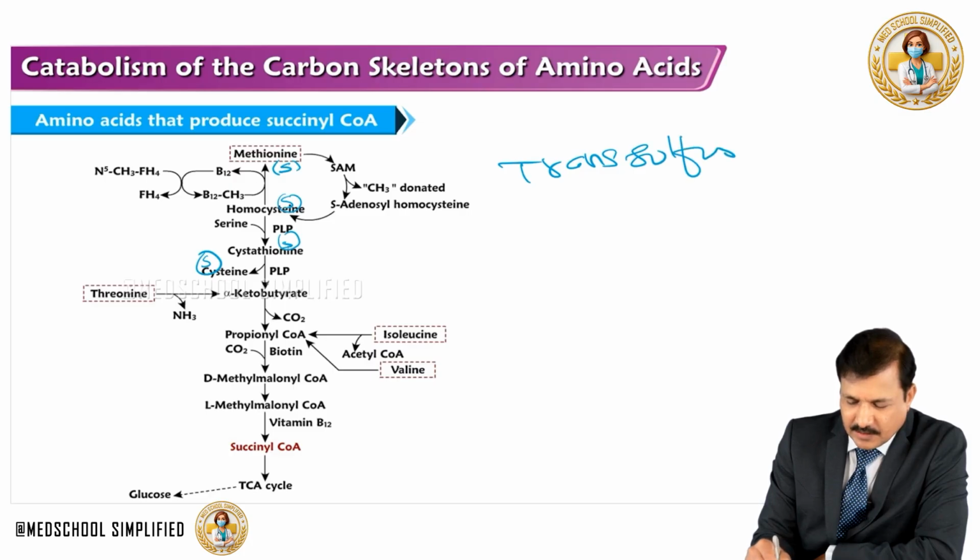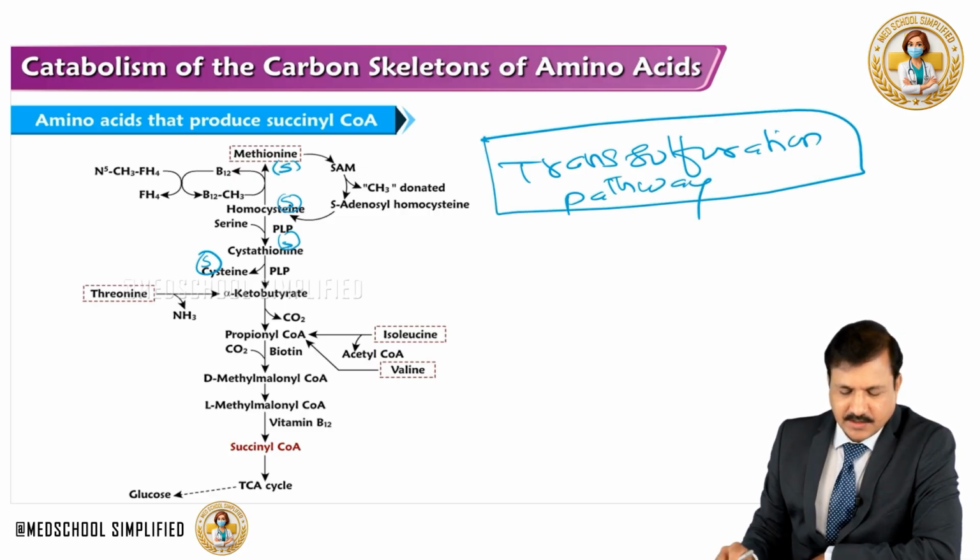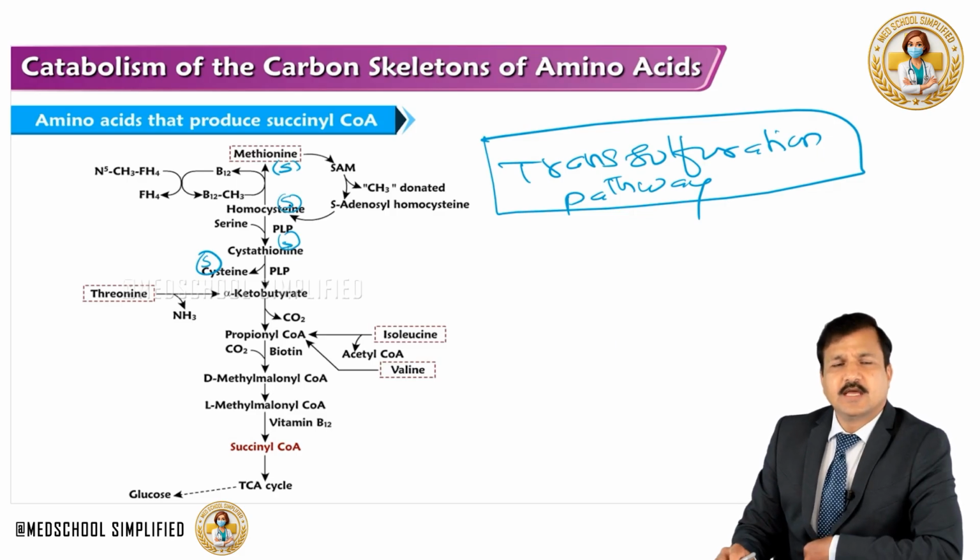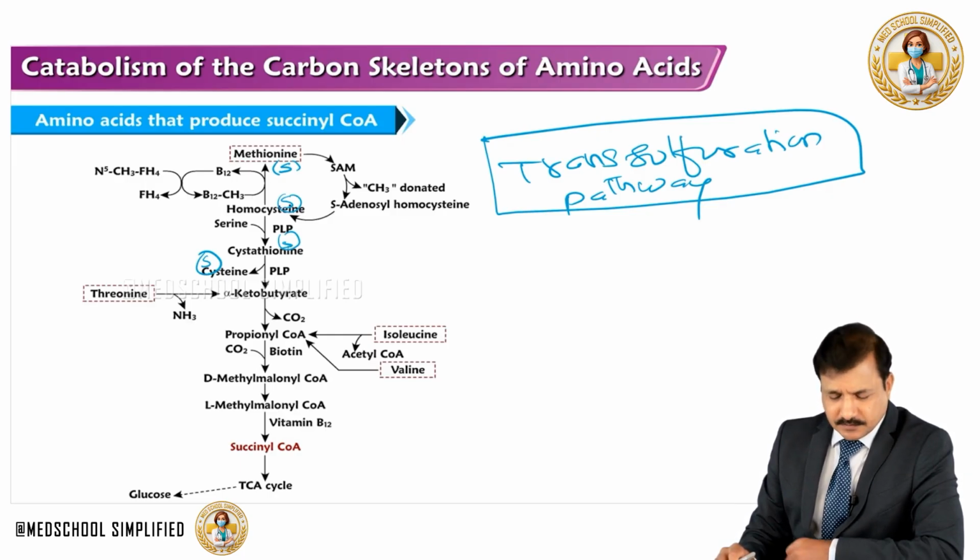This is called the trans-sulfuration pathway, where sulfur is transferred from methionine all the way to cysteine. So the sulfur is donated from methionine. The sulfur present in cysteine is donated by methionine.